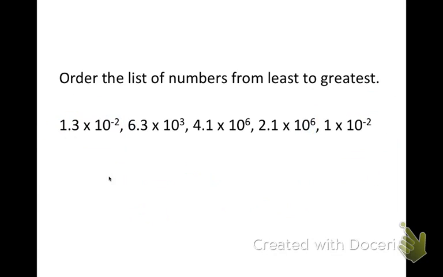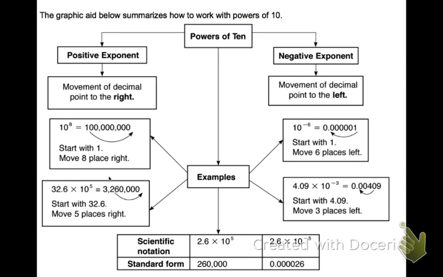All right, so let's take a look at this graphic and how everything is working out. So we've got our powers of 10. If you have a positive exponent, we're moving the decimal point to the right. Here it gives you a series of examples. So 10 to the 8th power means I'm moving the decimal that falls after the 1, 8 places. Over here, negative exponents means that you move the decimal to the left. So if you had 10 to the negative 6th power, starting after the 1, you go to the left 6 places.